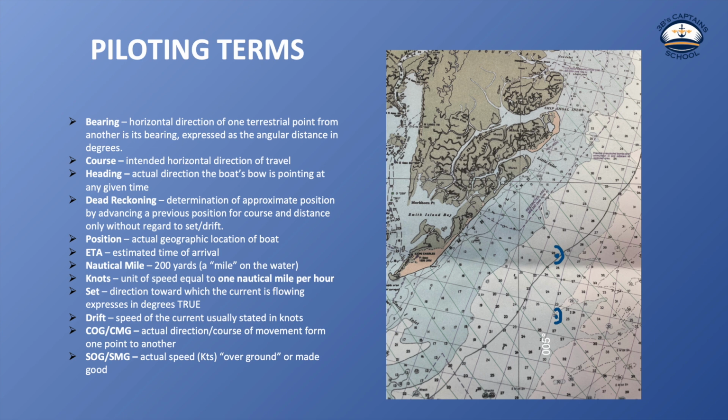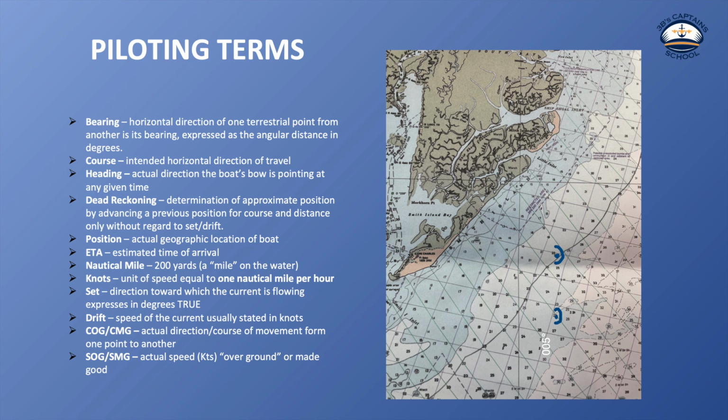Course is the intended horizontal direction of travel. Heading is the actual direction the boat's bow is pointing. So you can have your bow pointing in one direction and be slightly off that for the actual course you're going over ground due to current. You've got your bow into the current or into the wind. So heading and course are a little bit different. And then dead reckoning, which is our next definition, is the determination of approximate position by advancing a previous position for course and distance without regard to set and drift.